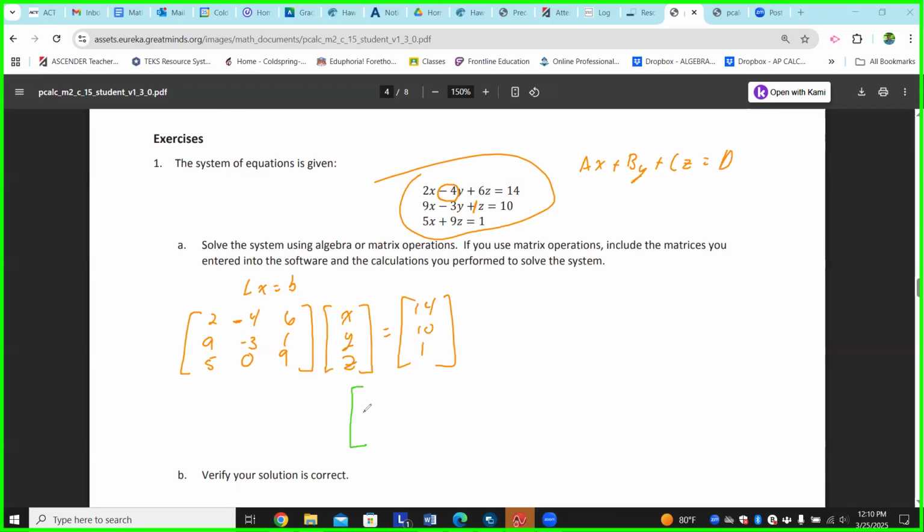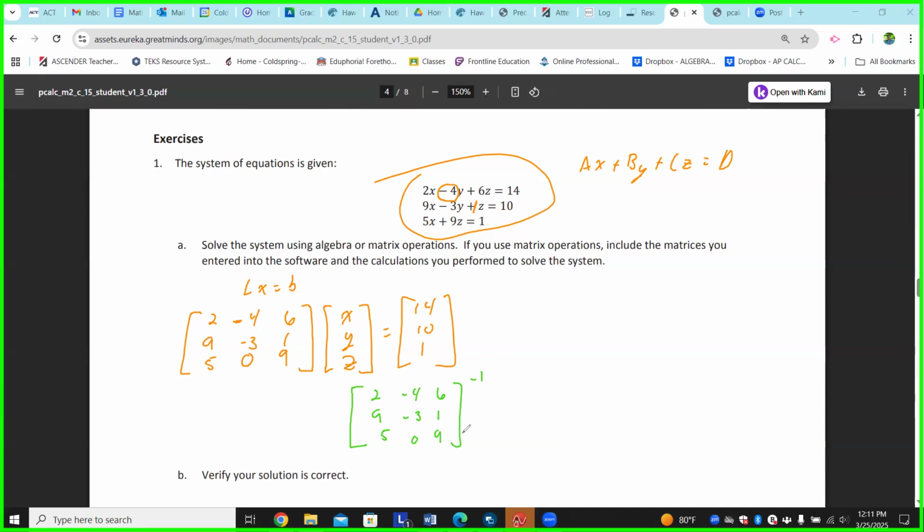I don't need the steps. What do I type in? You would want to type the L matrix, which is 2, -4, 6, 9, -3, 1, 5, 0, 9. And then on the outside of it as an exponent, write -1. I just rewrote L with a -1 to indicate the inverse.